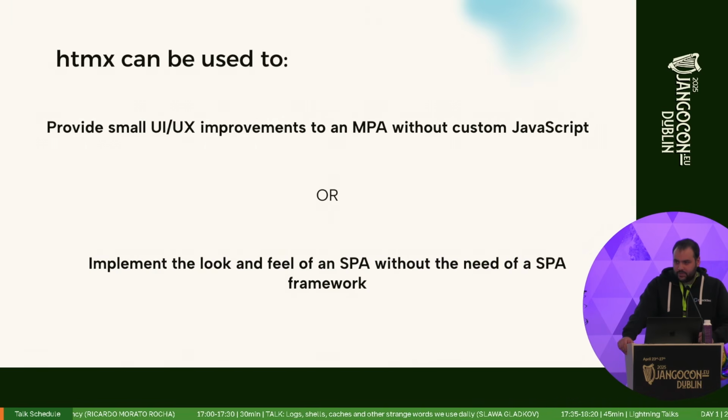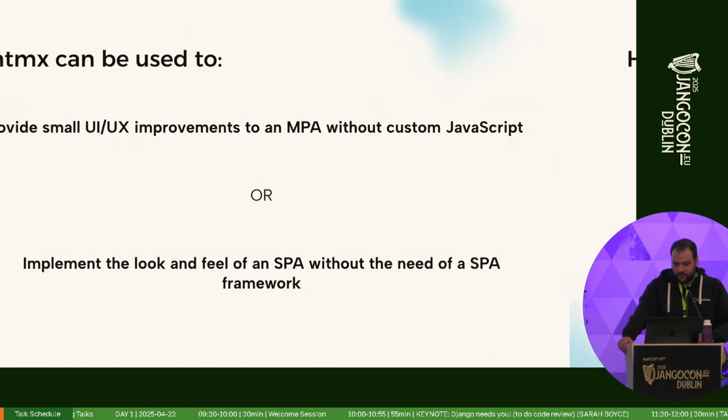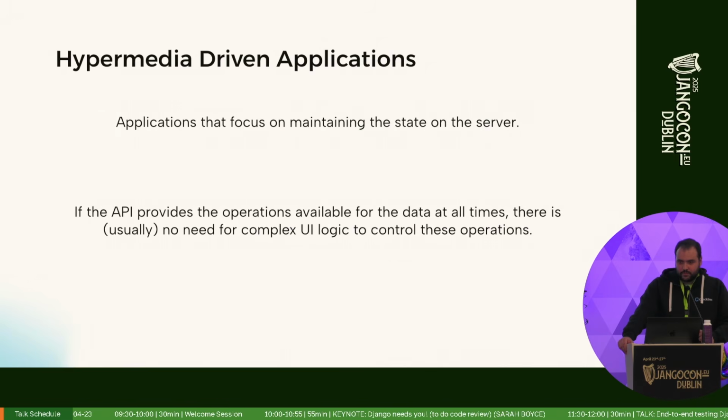So first, let's look at what HTMX brings to the Django developer experience. From my point of view, HTMX can be used to provide small UX/UI improvements to a regular MPA, or you can implement the look and feel of a single-page application without the need of a single-page application framework such as React, Angular, or Svelte. That's basically the focus of what some of you may have already heard of as hypermedia-driven applications. You try to maintain most of the state on the server, and the API usually delivers both operations and data at the same time using HTML.